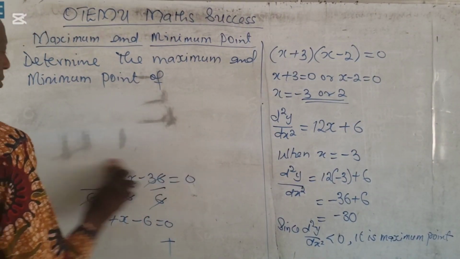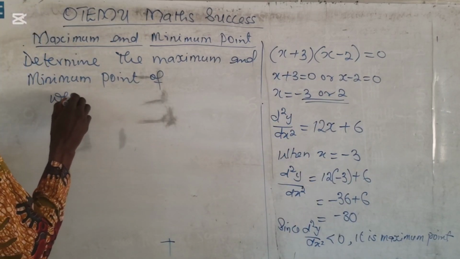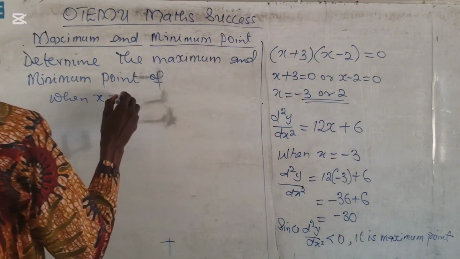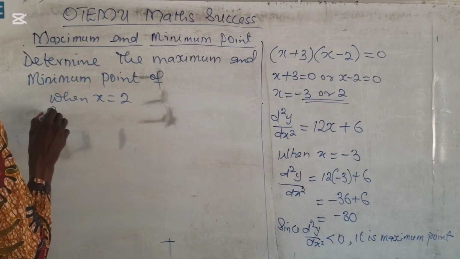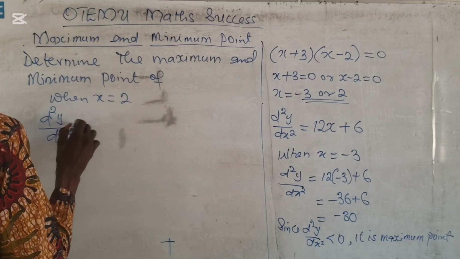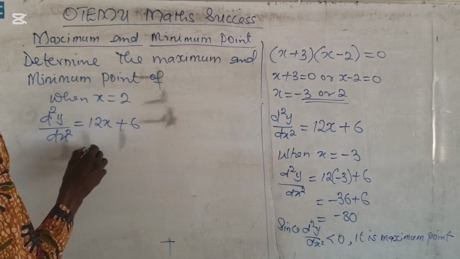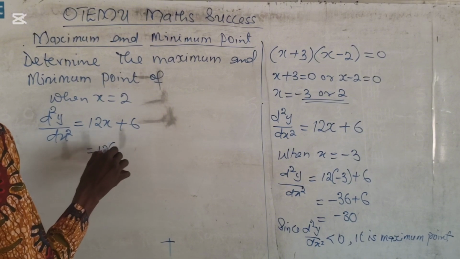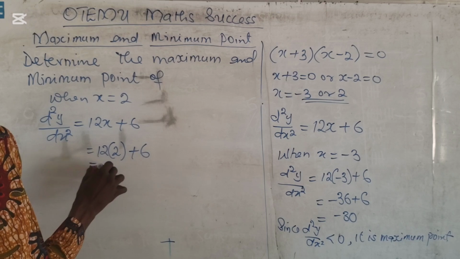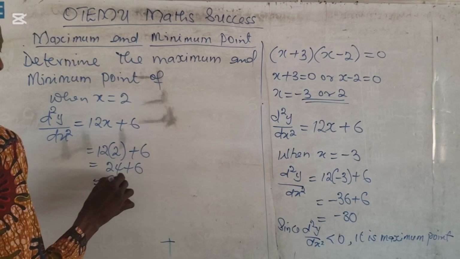So let's do the other root. Let's put the other root. Say when x is equal to 2. So d square y over dx square is equal to 12x plus 6. So when x is 2, it will be 12 into 2 plus 6. So here gives us 24 plus 6 is equal to 30.